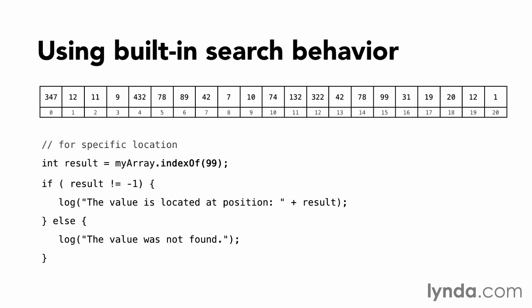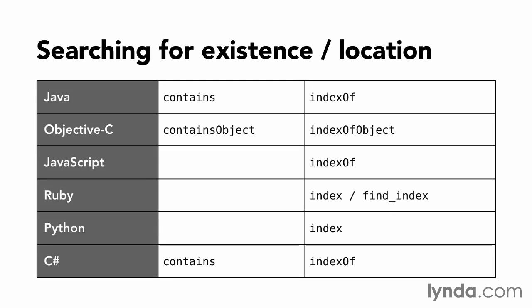But this is a very common piece of functionality. It's actually index of in Java, it's index of object in Objective-C, it's index of in JavaScript, it's index of in C# and Visual Basic, it's just index in Python, and it's index or find underscore index in Ruby. They do exactly the same thing. Now, as I'm showing here, you won't always find a contains equivalent. There's not always a verb just to get a Boolean true or false for whether an object exists, but of course what you can do is just call index of and ignore what the actual result is, just figuring out if that object existed somewhere in the array.